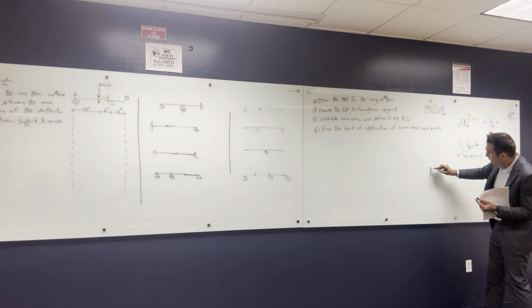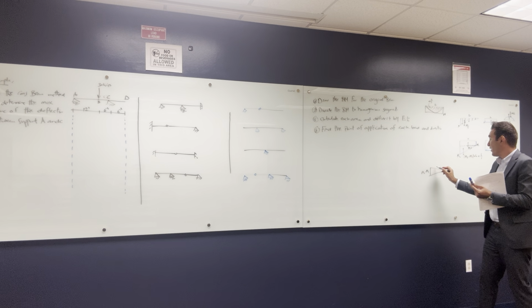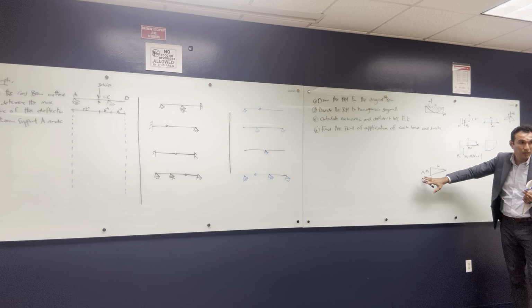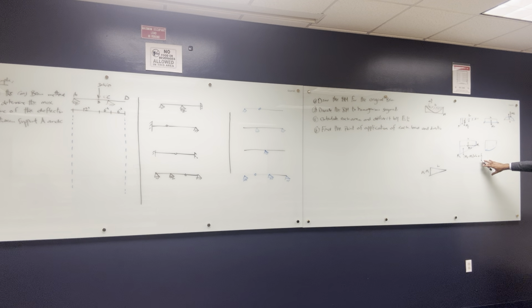What is the value of this? It's M2 minus M1, right? And this is L, right? The area of the triangle is half multiplied by L multiplied by M2 minus M1, which is this height. That is the area, but if we want to find the distance from here to here, it is 1/3.